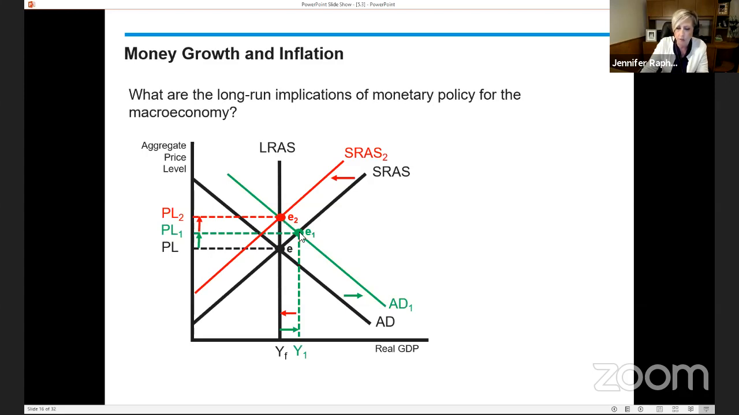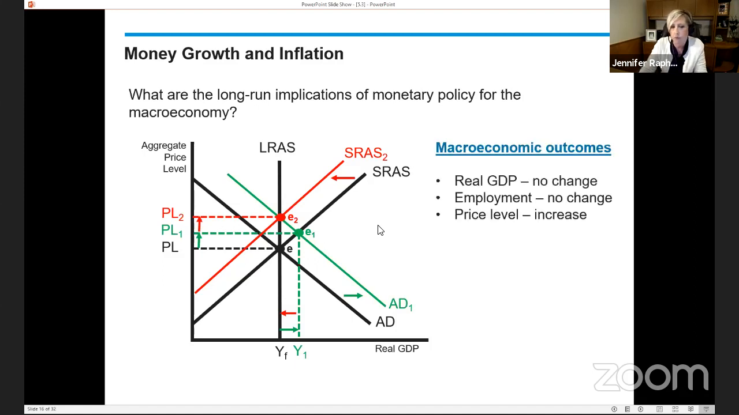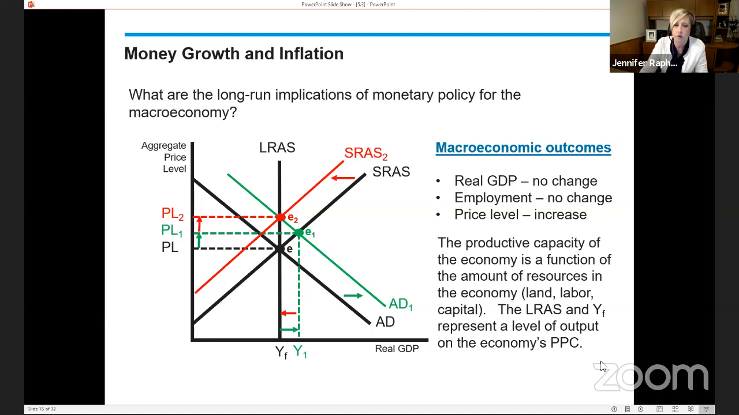So the initial increase in output came with higher price levels. Workers bid up wages. The increase in input costs leads to a decrease in the short run aggregate supply curve, and we return to full employment levels of output. But look over here at what happened to the price level. The initial monetary policy produced inflation, and the subsequent self-correction produced more inflation. So what does that tell us about the long run outcomes of monetary policy? Well, in the long run, real GDP is not going to change. And as a result, employment is not going to change, but we do see increases in the price level. Okay, and this should lead you to some important understandings. The productive capacity of an economy is captured by the long run aggregate supply curve. Okay, and that's a function of the amount of resources in the economy.